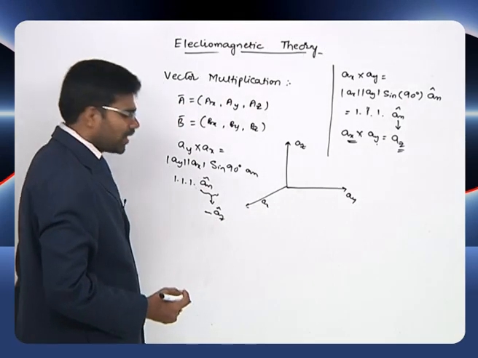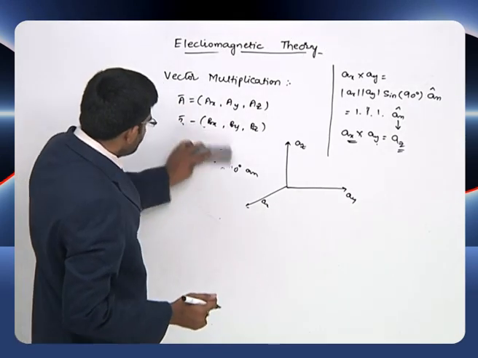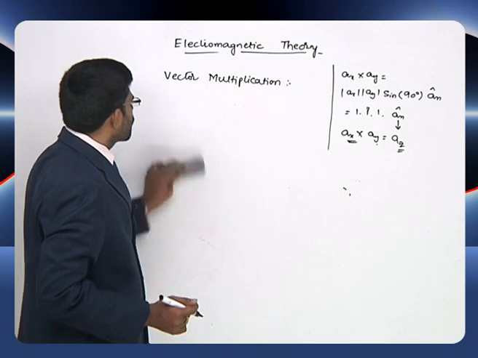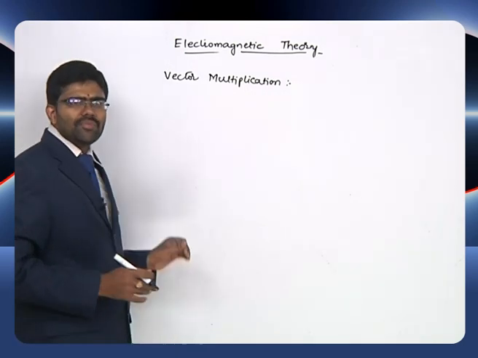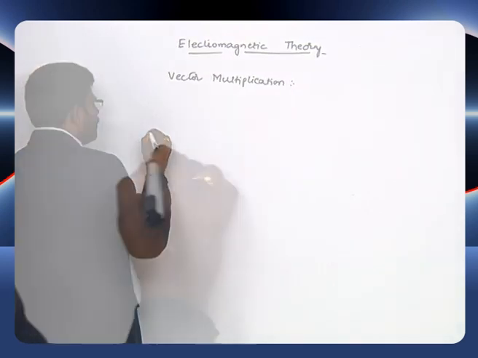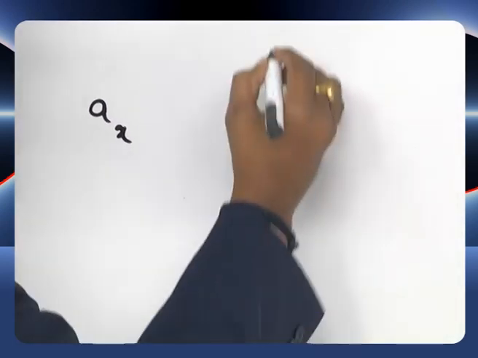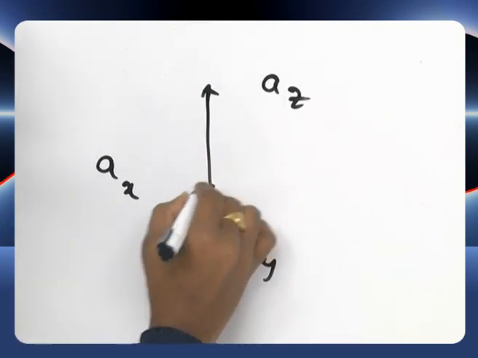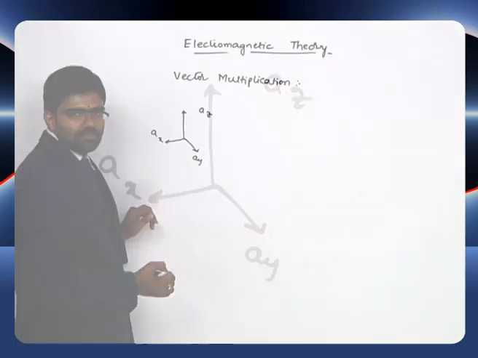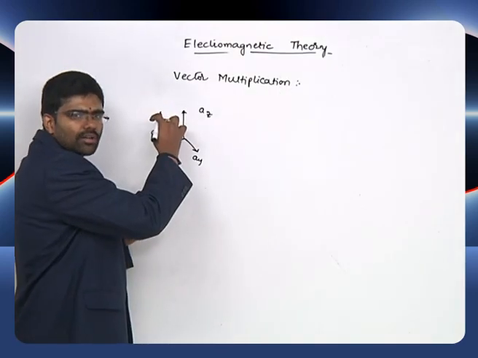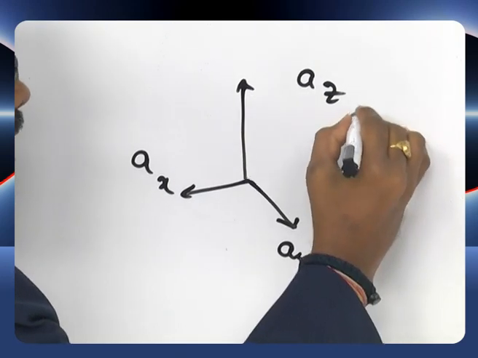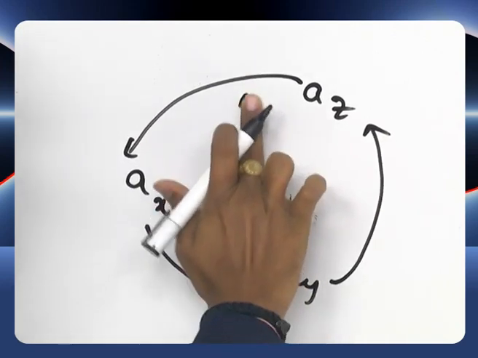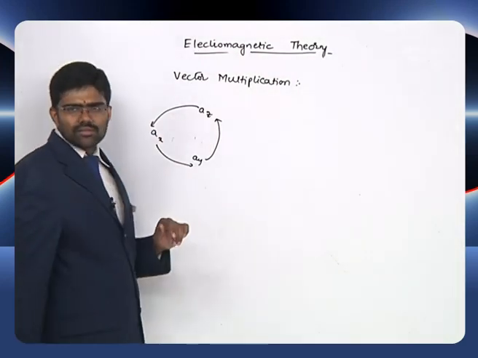To simply remember that, I will give you a circle. That will be useful for remembering all the combinations. Later we will go for this a bar cross b bar in point form. With that circle we can easily remember the combination of cross products for all the coordinate systems. Let us take this as a_z, a_x and a_y. That is a right handed coordinate system, that we are considering. Now form a circle like this, that is from x to y, y to z, z to x in their respective order.